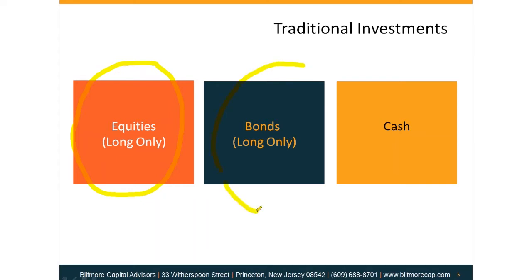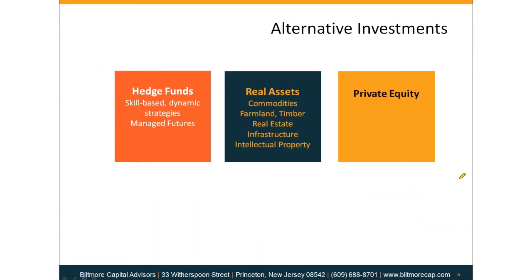Similarly, you can put your money in bonds, fixed income securities, long-only, and of course you can hold cash. And when you talk about cash here, I'm not talking about currency. I'm talking about money market mutual funds, short-term certificates of deposit, very low-risk short-term securities like that. Now, traditional investments are in contrast to alternative investments, and I'm showing three big buckets of alternative investments here. The one on the left here is hedge funds, and also we would include managed futures in that. These are skill-based strategies.